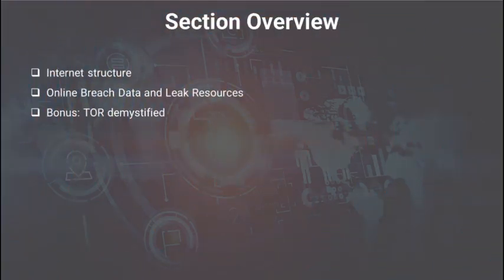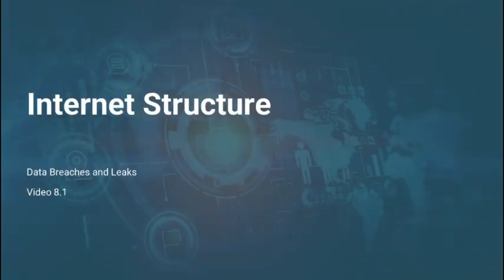Now let's do a quick section overview. First we will cover the internet structure. Then we will go over the different online resources for checking your information against breached data and different leaks that are out there. Then we will go over the most popular online breach data and leak resources that are available online. And lastly, as a bonus, we will go through Tor as a free service for anonymous communication, and there we will go through the demystification of the term and the service. Now let's head on to the internet structure as our first stop.